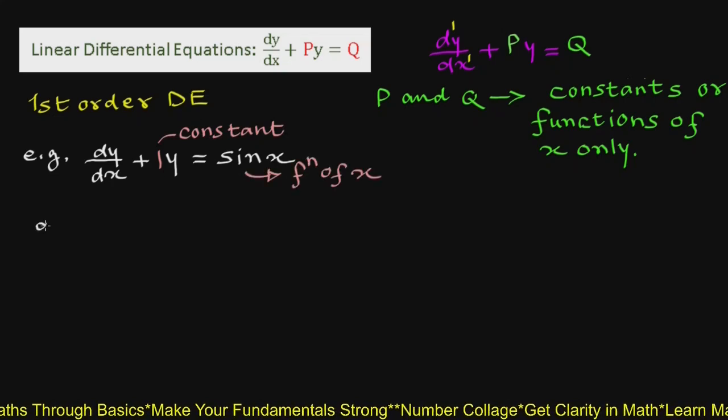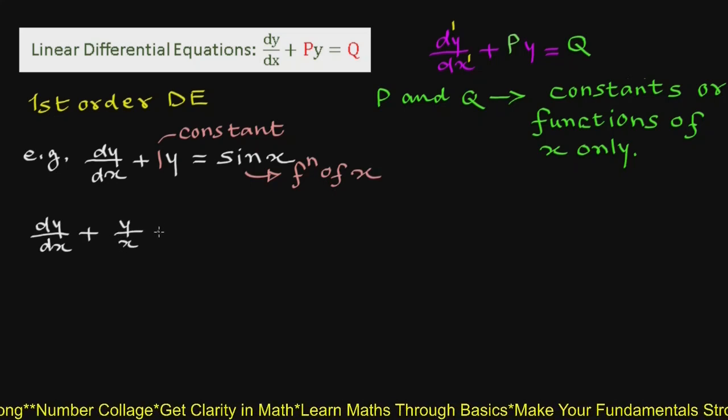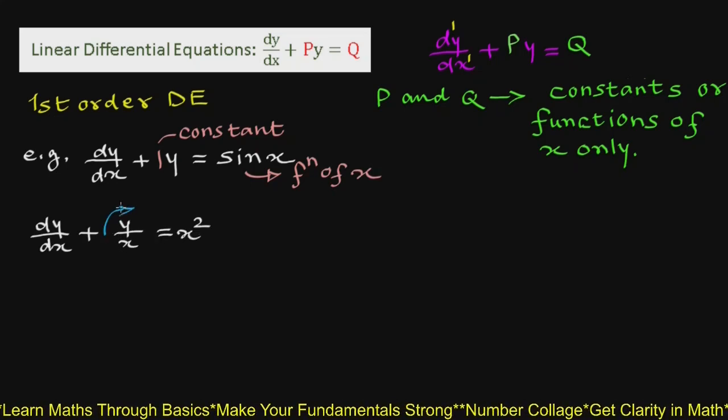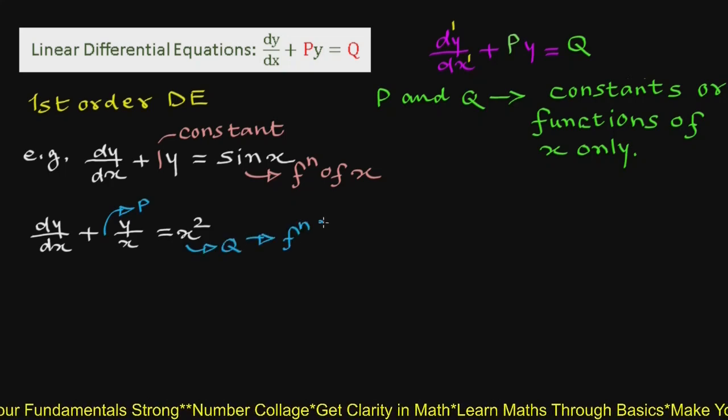dy by dx plus y upon x equals x square, where p and q both are functions of x.